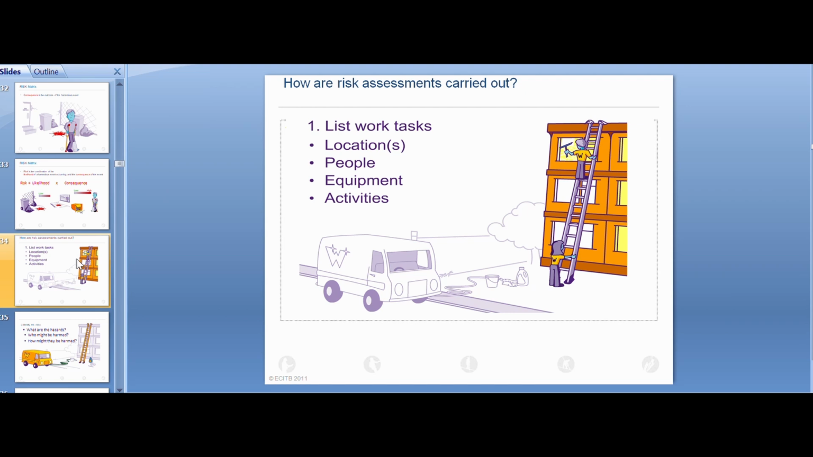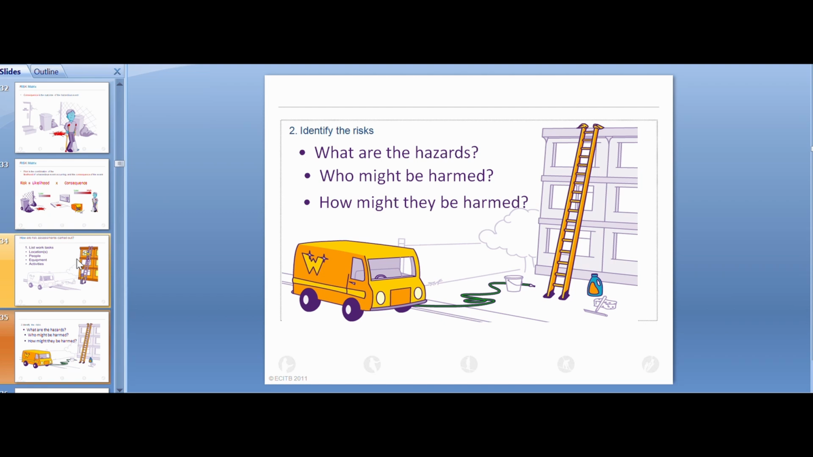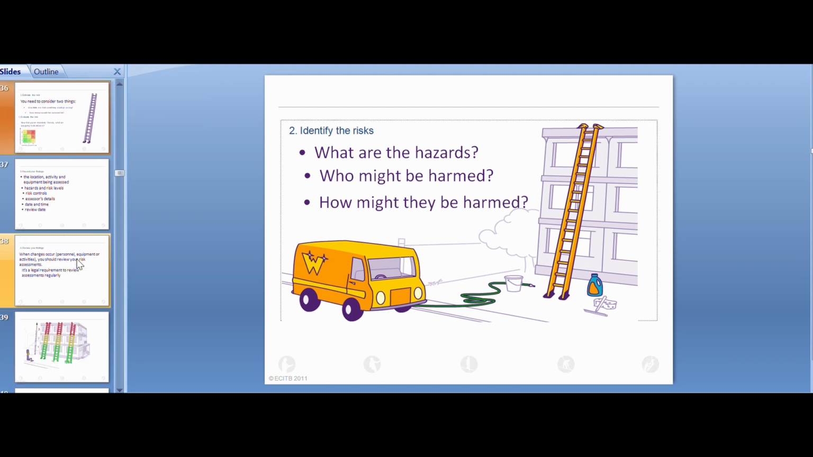So how do we calculate the risk or carry out a risk assessment? For a risk assessment, identifying the hazard is the first point. In the identification of the hazard, these are the things we must know: the list of the work or tasks, location, people, equipment, and activities. Then we can identify the hazards, who might be harmed, and how they might be harmed.